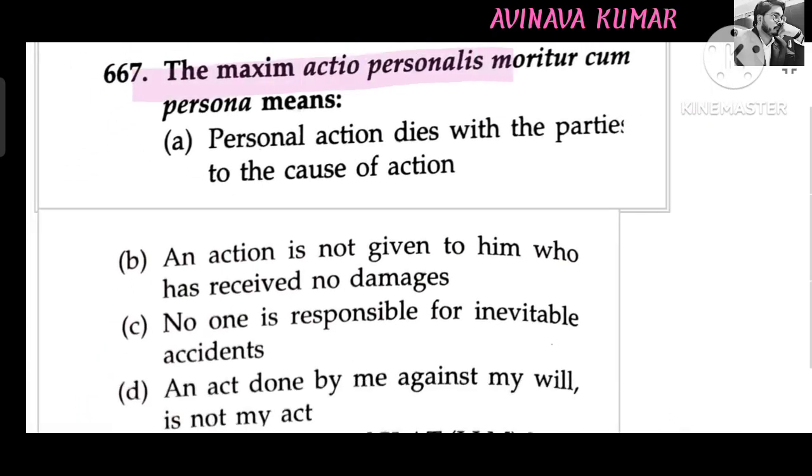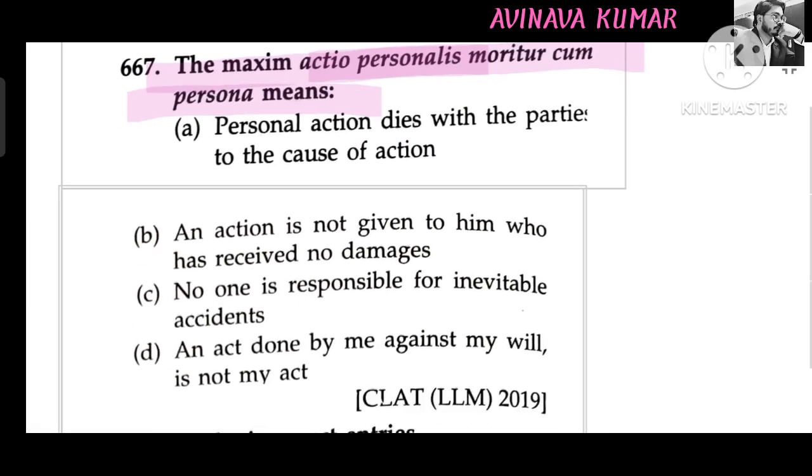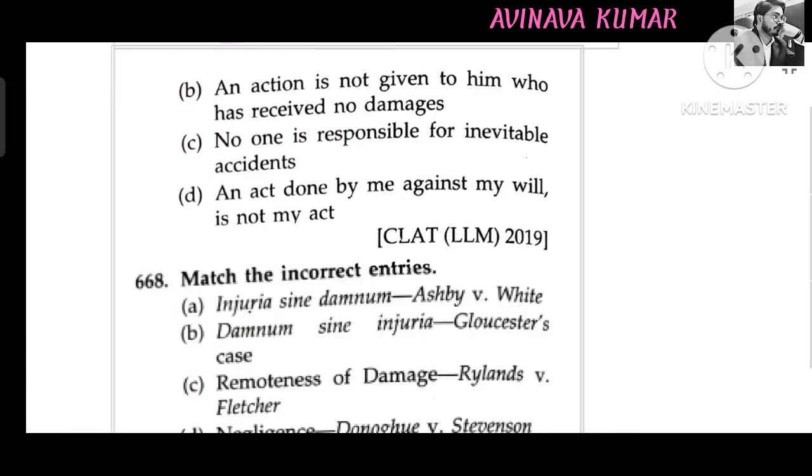The maxim actio personalis moritur cum persona means personal action dies with the party to the cause of action.